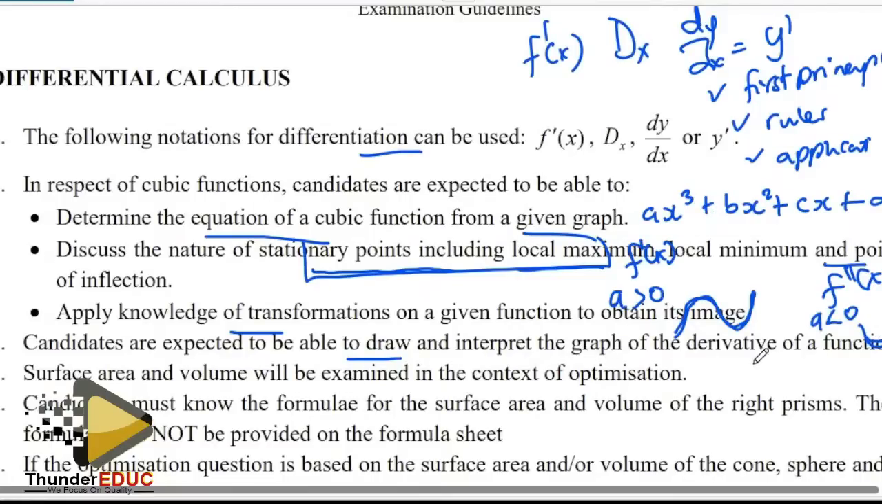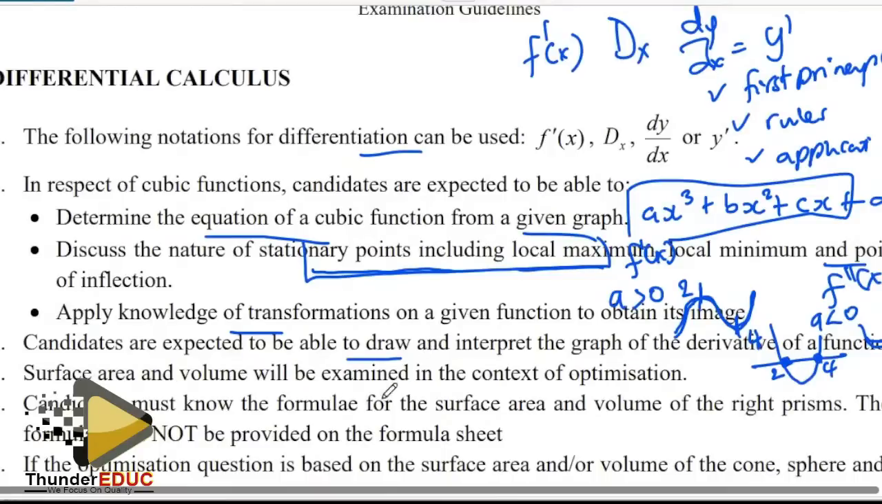Then that is the graph of the derivative of a function. Okay, so if the cubic function is derived, you're going to end up with a quadratic, no? Which quadratic? If let's say our x here was a 2, then our x here is a 4. The 2 and the 4 will instead become the roots of that quadratic. So that is a 2, and that is a 4. Okay, so candidates are expected to be able to draw and interpret the graphs, okay?